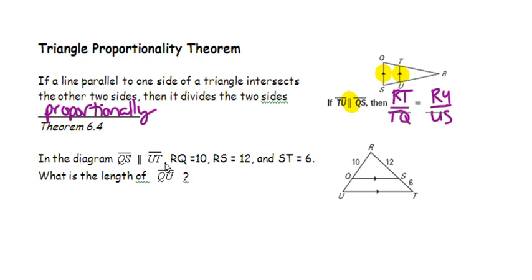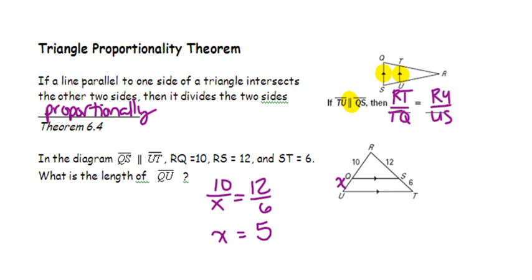Very straightforward. So in this example right here, I've got two parallel lines, one of which intersects two sides of my triangle, so it must divide the two sides proportionally, and it wants us to find the length of QU, so that is the thing we are looking for. And I can just set up a proportion. I can just say that 10 over x equals 12 over 6, and you can see that when you solve for x, you're going to get 5. So the length of QU is 5, and that's all the triangle proportionality theorem does.